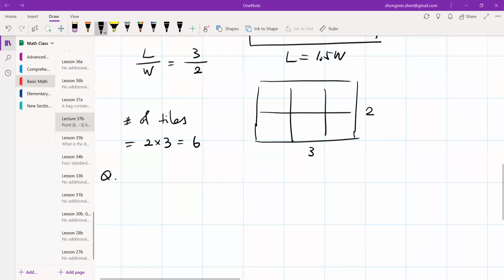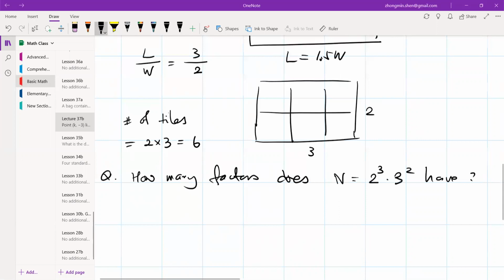Suppose a number is written, how many factors does this number, which is 2 cubed times 3 squared, have? I already gave you the factorization of the number. Now you can multiply 8 times 9, it's 72. A factor means that n is divisible by that number. Then it's a factor: 2 is a factor, 3 is a factor, 6 is a factor, and 12 is a factor.